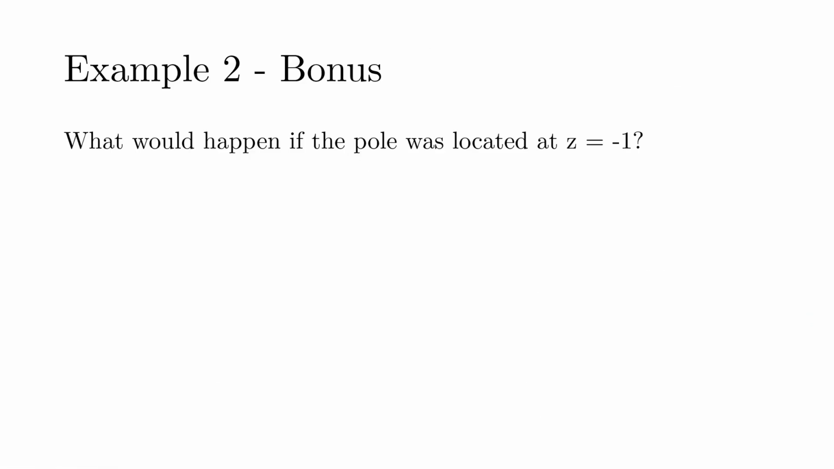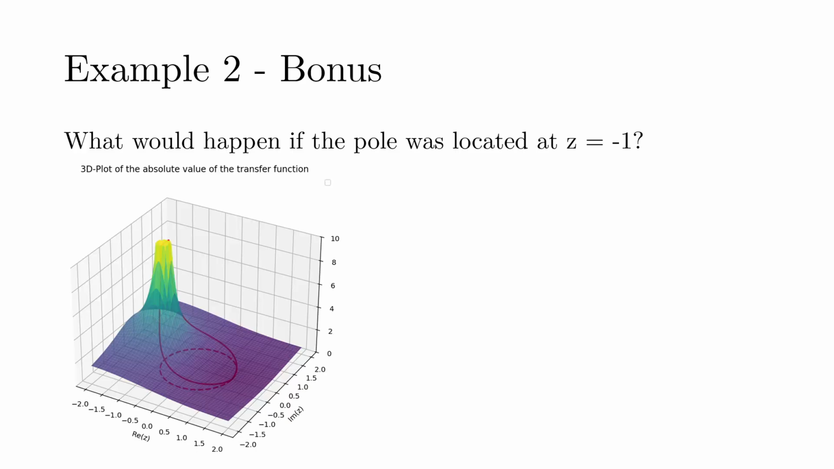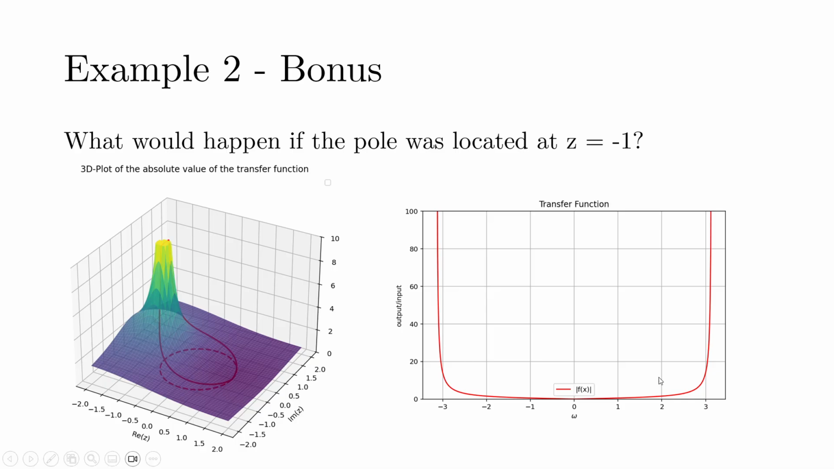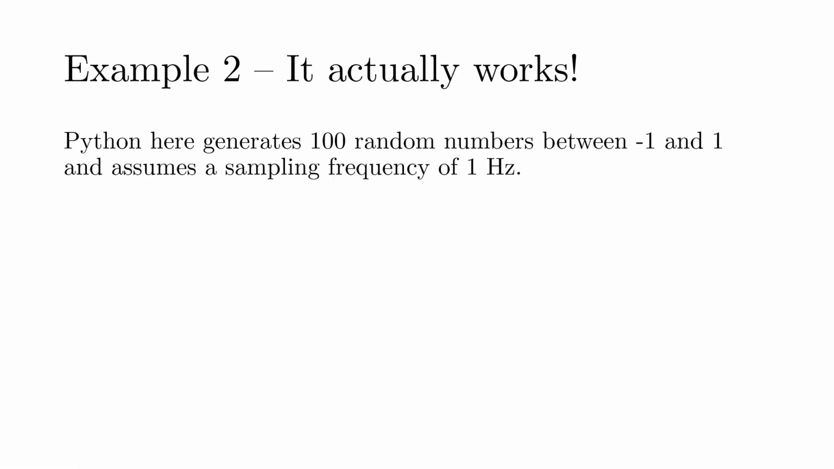As some bonus content, what would happen if I had placed the pole at -1, not at -0.9, sorry. Well, as I said before, placing the pole on the complex unit circle will make the whole thing unstable. So in that case, my red line would not go around the pole, but would go up with the pole to infinity and then come back down again. So the pi frequency would be infinitely amplified, and all other frequencies would be basically ignored, which would make the whole thing quite unstable.